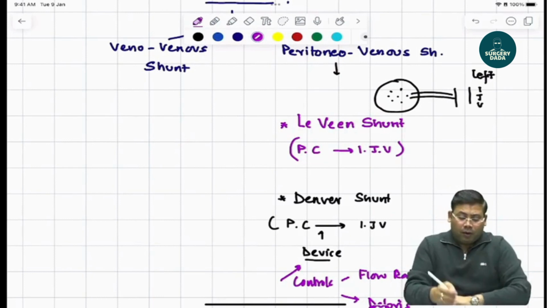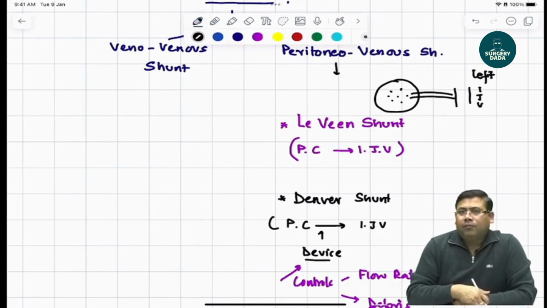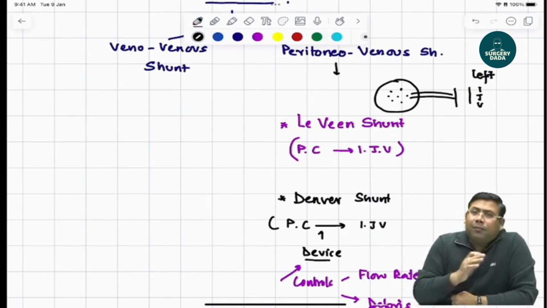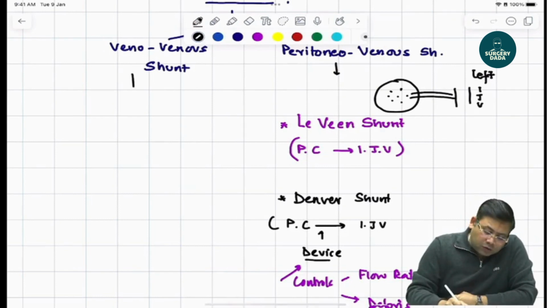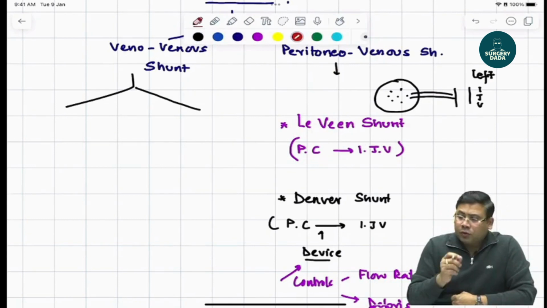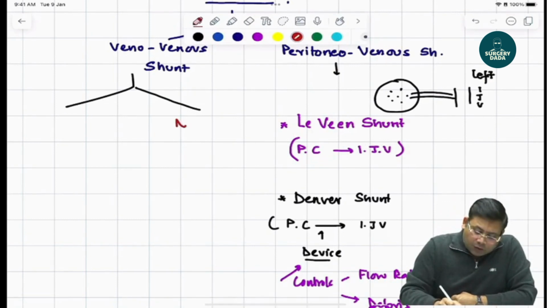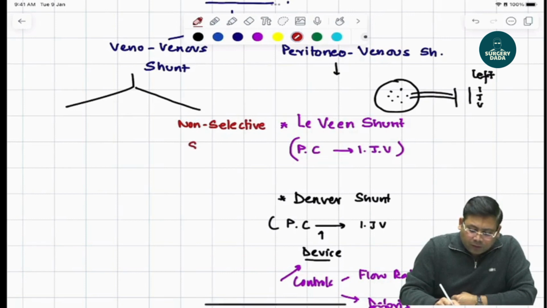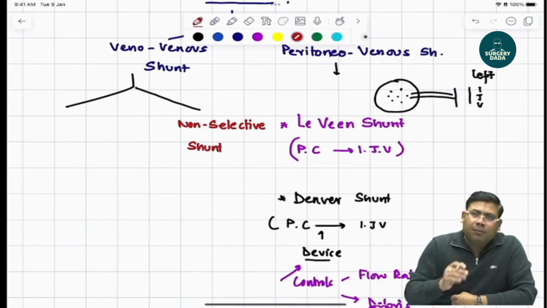Now when we talk about the veno-venous shunt, what are the things that we need to understand? That means vein to vein. So here also we have 2 broad categories of shunt. What are the 2 broad categories of shunt? Students, the first is non-selective shunt and the another one is selective shunt. So let us talk about what is non-selective shunt and what is selective shunt. Students, the problem here is the portal hypertension.